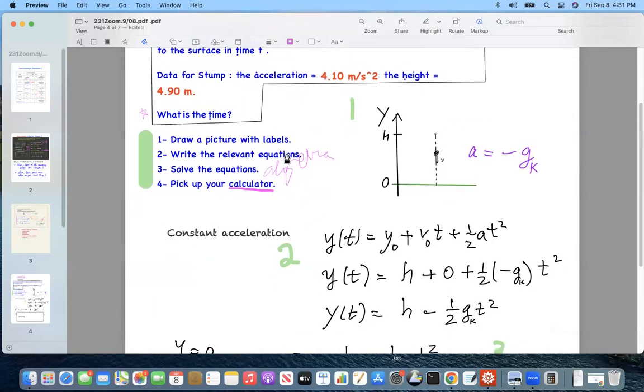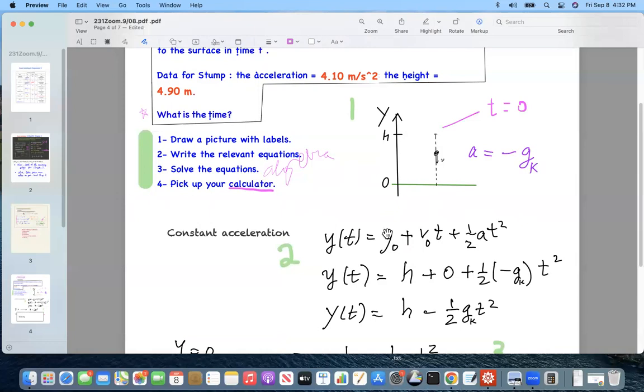Step two, write the relevant equations. Well, this is a problem with constant acceleration. I know the equations for constant acceleration. I wrote them down in my notebook. y at time t is y0 plus v0 t plus a half a t squared, where t equals 0 is the time when I released the pebble. So this equation corresponds to the time when I released the pebble. t is the time later.